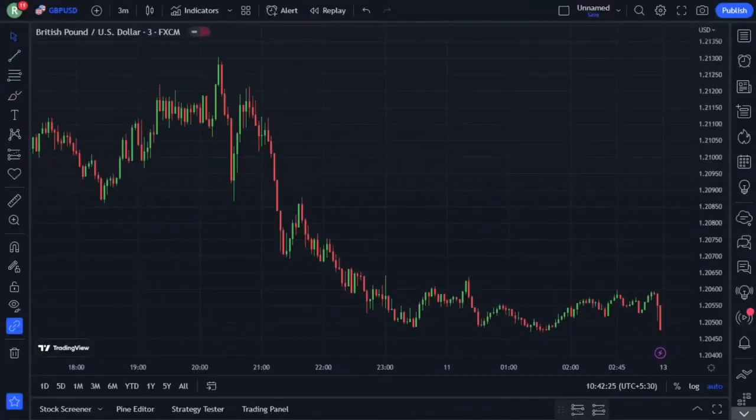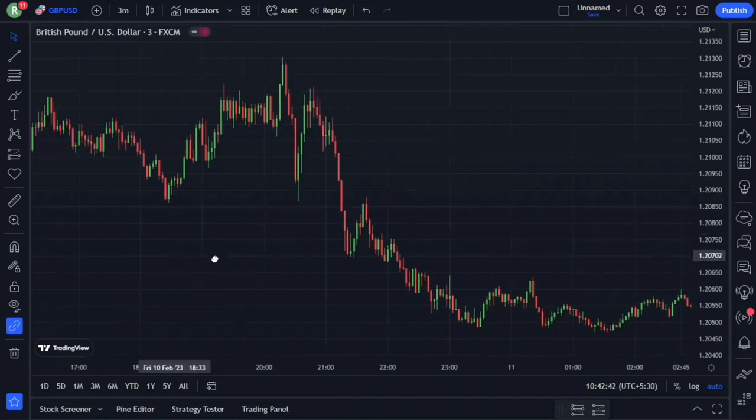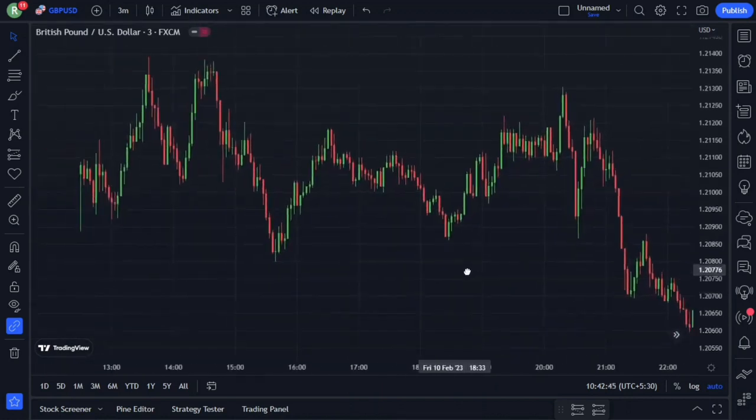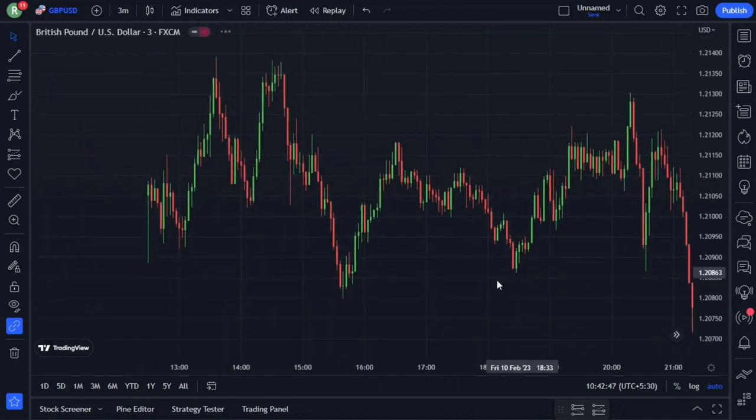The first thing you want to do is open TradingView and select the pair you want to trade. Choose whatever pair you want, as this strategy works well on any pair. Next, select the time frame. For this strategy, you can use any suitable time frame for you. Here I've opened a 3-minute chart of the GBP/USD, but feel free to experiment with other time frames.